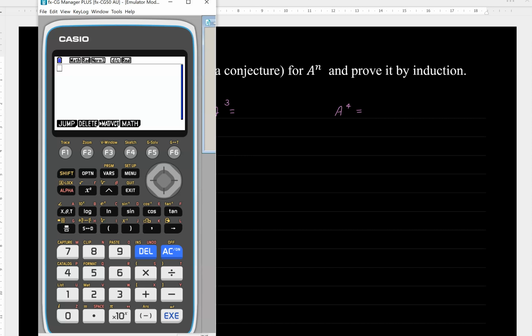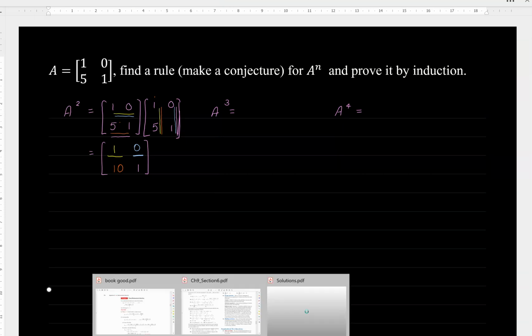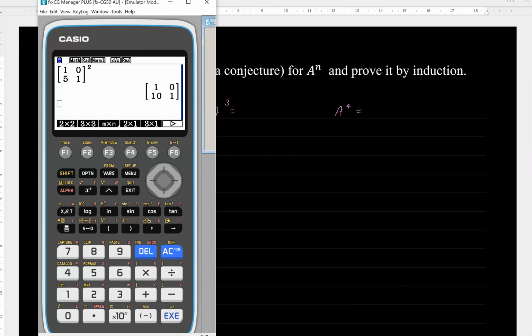Now we can check that on technology. We go math, matrix, it's a 2 by 2, and we pop in 1, 0, 5, 1, and let's square that. We get 1, 0, 10, 1. Fantastic. Now we can go back up, and instead of squaring, let's cube that.